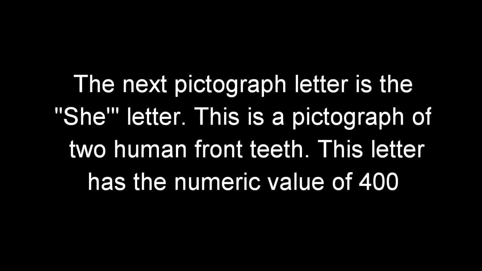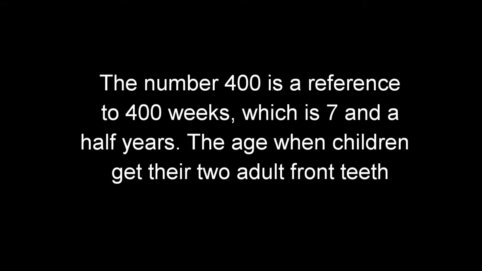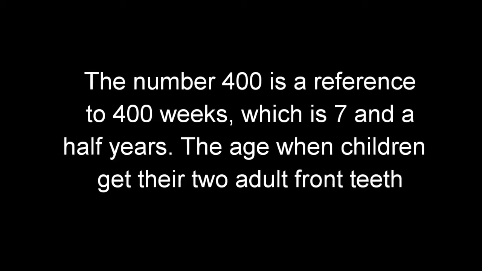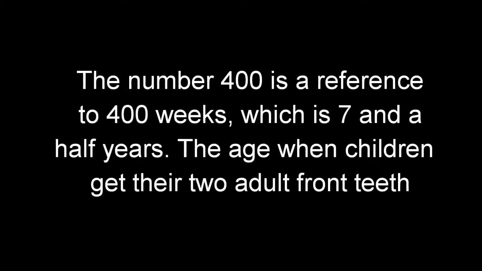The next pictograph letter is the She letter. This is a pictograph of two human front teeth. This letter has the numeric value of 400. The number 400 is a reference to 400 weeks, which is 7.5 years, the age when children get their two adult front teeth. This letter means to cut, or bite. Also something two-edged.